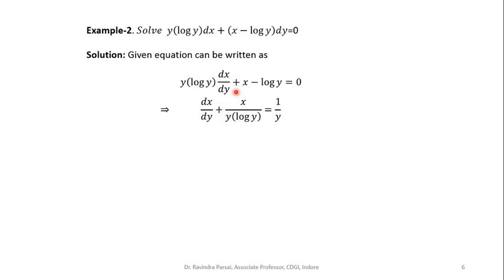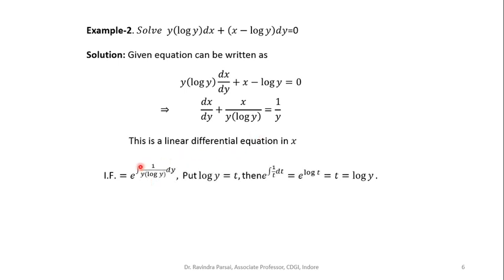On dividing this whole equation by this factor, it gives you dx upon dy plus x upon y log y equal to 1 upon y. Dividing by y log y, you will get this equation, and this is linear in x. So therefore you will find the integrating factor, integration of 1 upon y log y dy, because in this integral the differential of log y is available. That's why you put log y equal to t.